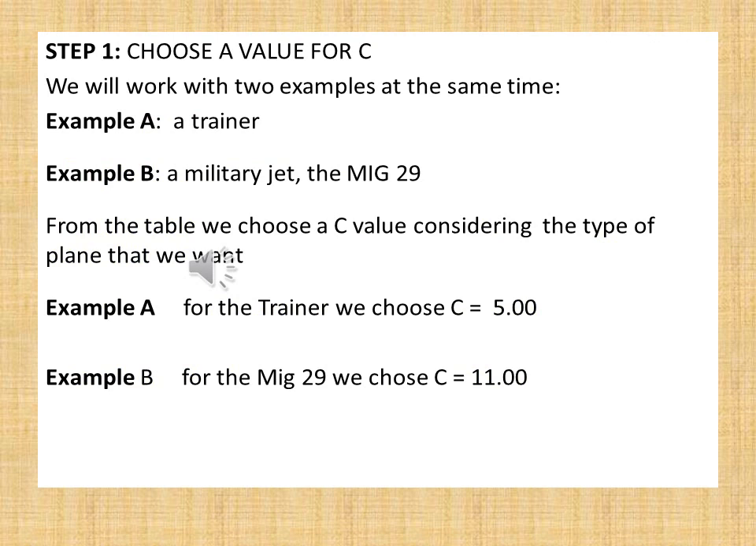Step 1. Choose a value for C. We will work with two examples at the same time. Example A, a trainer. Example B, a military jet, the MiG-29. From the table we choose a C value considering the type of plane that we want. Example A, for the trainer we choose C equals 5. Example B, for the MiG-29 we choose C equals 11.